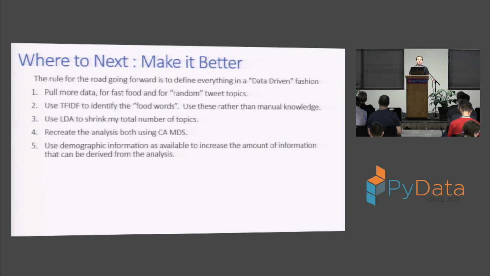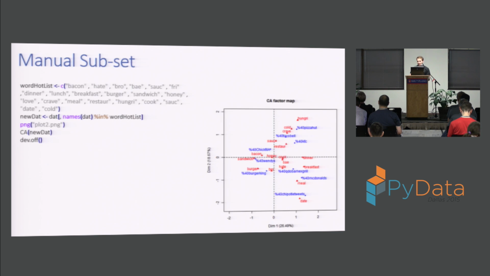Finally, if we add demographic information to it, in the same way that we have these red items here, which usually indicate a word, you can also overlay the demographics of the different people tweeting. And that's it. Thank you.